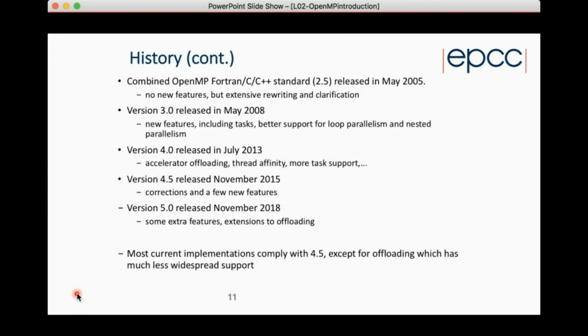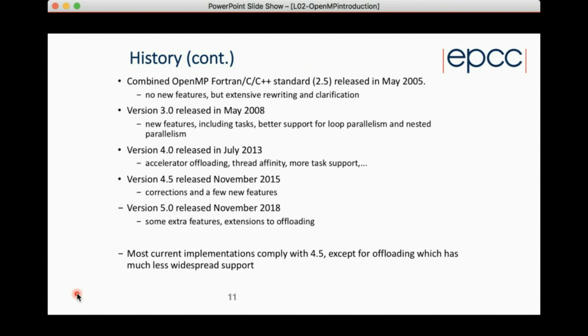At that point, those of us who were working on the standard realized that it wasn't a great idea having two separate documents for the two different base languages, because in places they said the same thing in different ways, and in places they actually contradicted each other. So as from version 2.5, everything was combined into a single document. And then since then, there have been various extensions. Version 3 added some new features, including tasks.